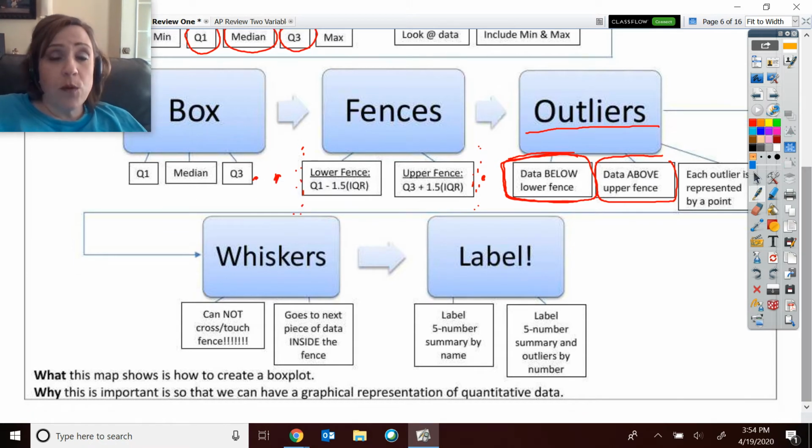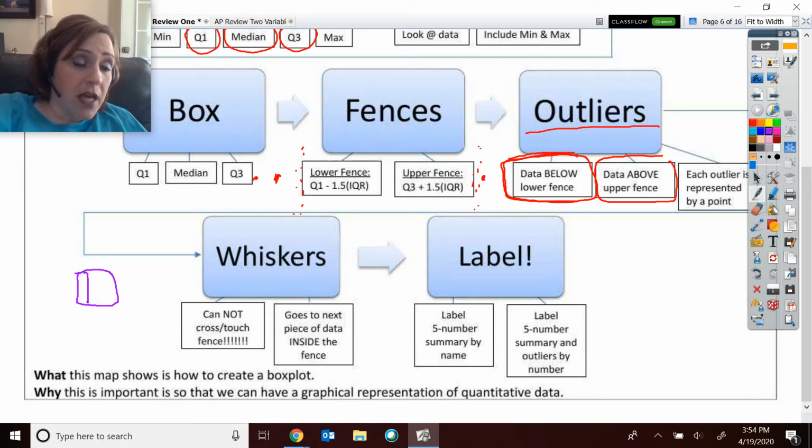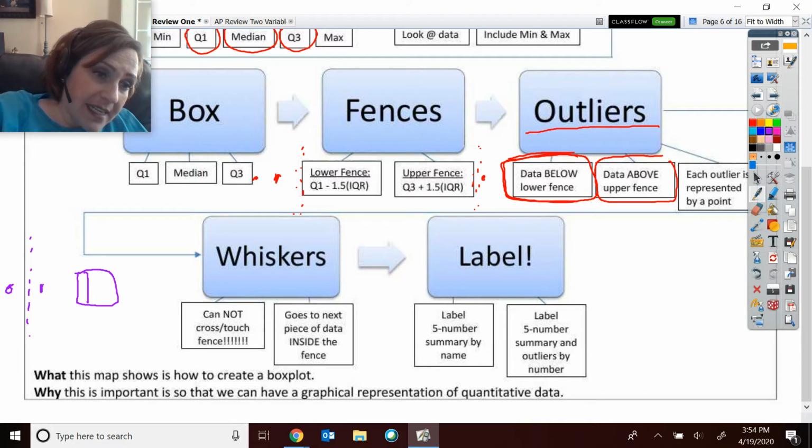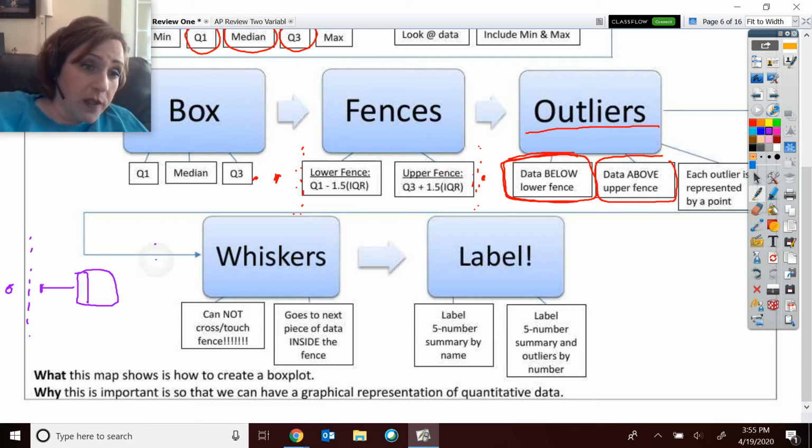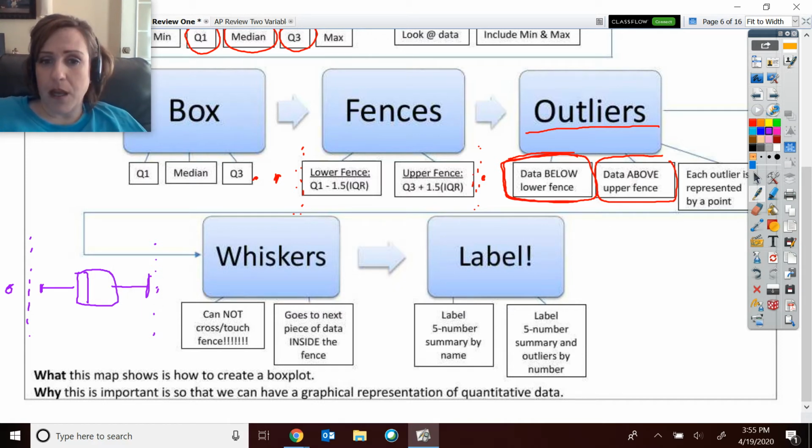Now, finally, remember that your whiskers do not touch that fence. So if this is your box plot, here's a fence, and you have an outlier out here, your whisker goes to the next piece of data inside the fence. So if that next piece of data inside the fence is right there, your whisker goes to that. Don't touch that electric fence unless you happen to have a safety point on that fence. Otherwise, your whisker always just goes to the next piece of data inside the fence. All right, and don't forget to label all of those points.